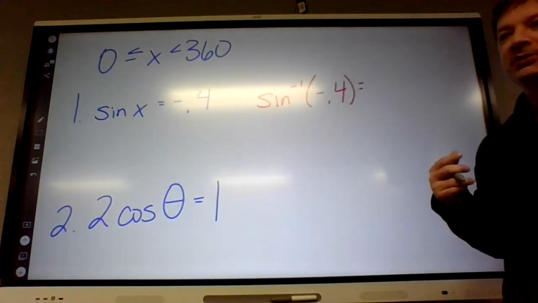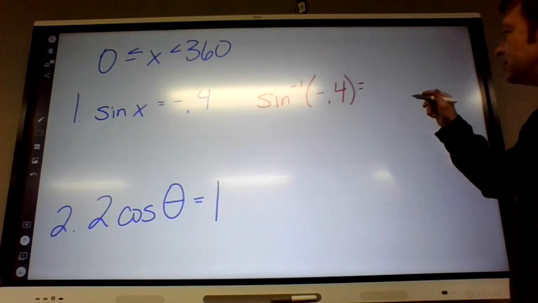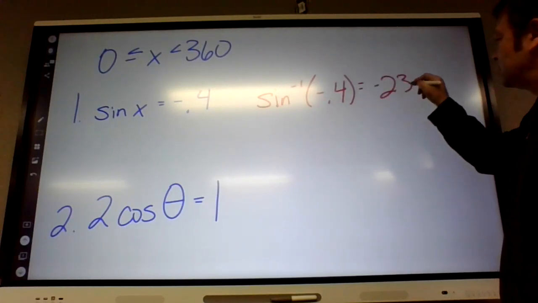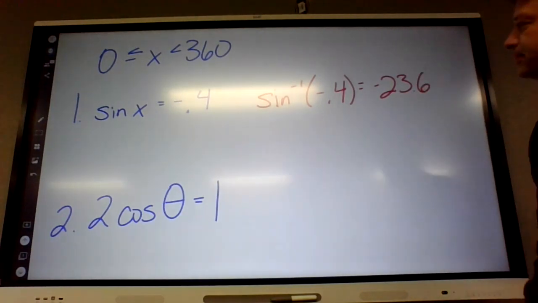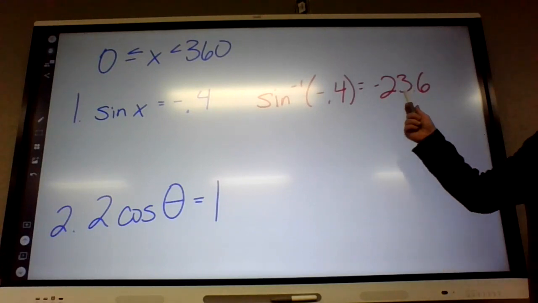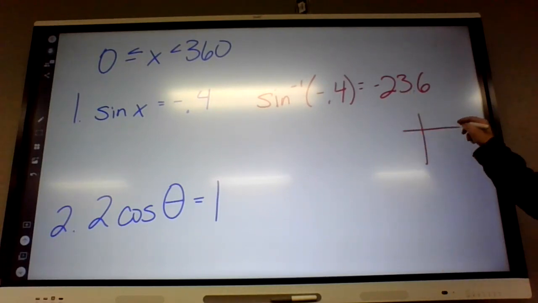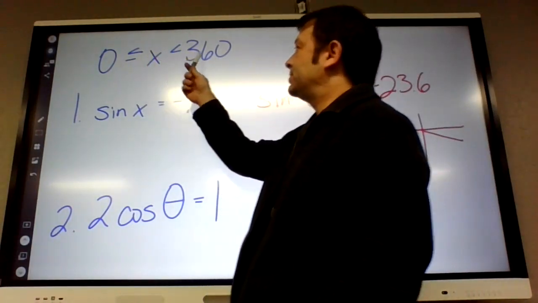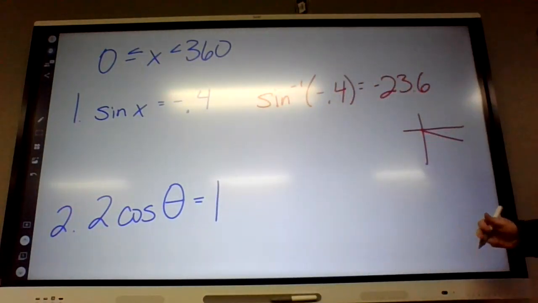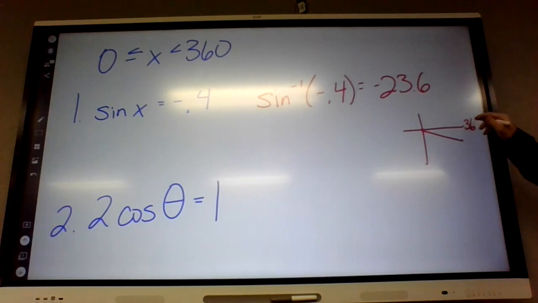It's round to the tenth place. Negative 23.6. Oh, I put 0.5. 0.58. Yeah, my bad. Okay, so that's a fourth quadrant angle, right? Because it's negative. But we need angles between 0 and 360. So how do we do that? We just do 360 minus 23.6.